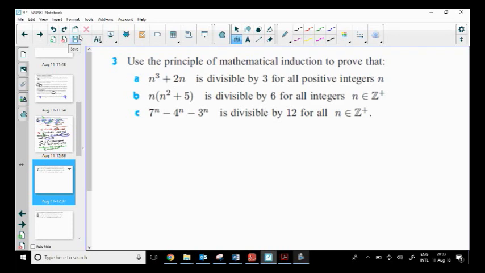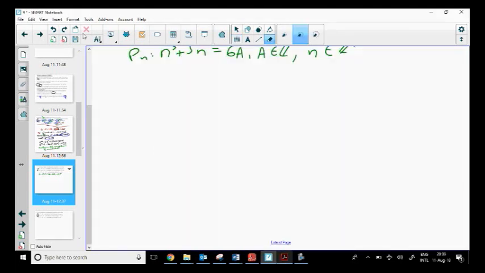Okay, so let's try to do 2 more. I'm going to do maybe B and C from this set, okay? So let's do B right now. So we're going to prove that n times n squared plus 5 is divisible by 6. Okay, so my proposition is going to be that n cubed plus 5n is equal to 6a, where a is an integer, for n, which is a positive integer. So that's going to start with 1. 1's the first positive integer. So okay, we're starting with 1.